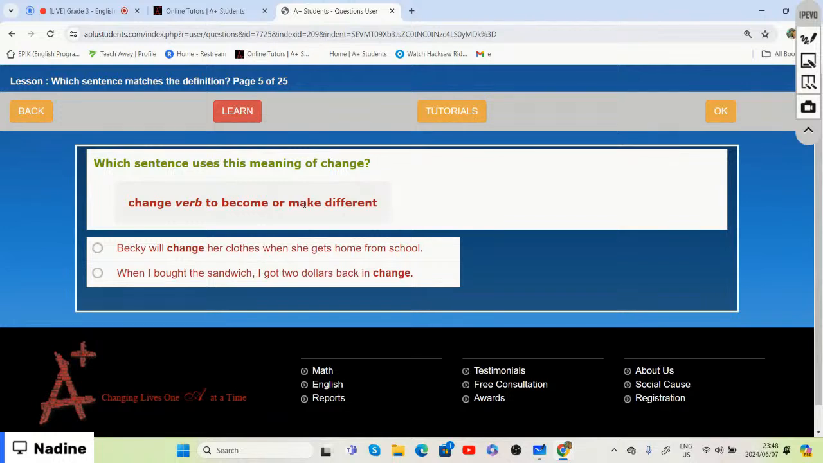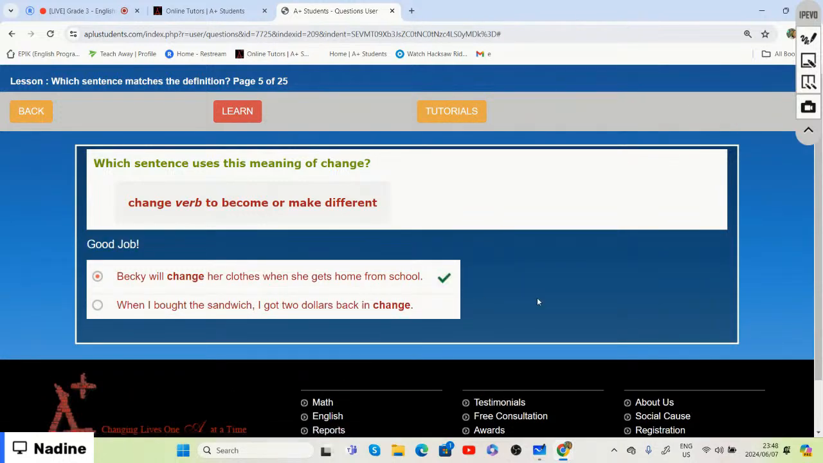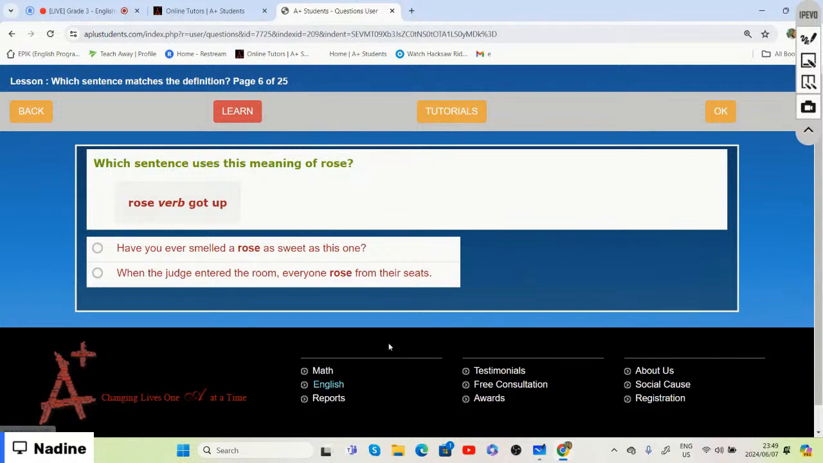All right. So we spoke about the meaning of change. Change is to become or make different. So we will say option one. Well, the second one is to do with money, that change that you get when you go to the shop.